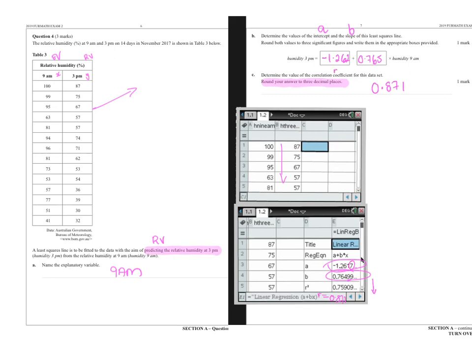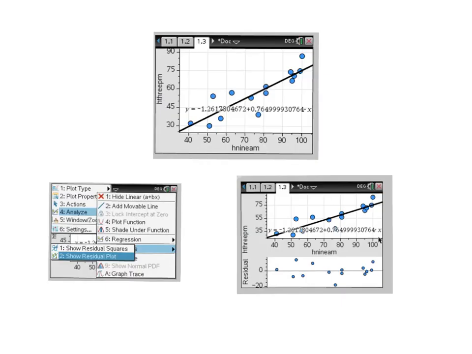With another residual plot, I've used this data. Okay, so just to show you, I'm going to show you a residual plot using the data from the other page. So you can see here's the 9 a.m. humidity and here's the 3 p.m. humidity. Now this is the original scatter plot. So this is the scatter plot, and I've put the least squares regression line on it by using menu analyze.